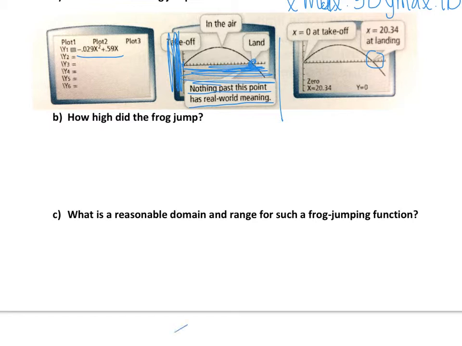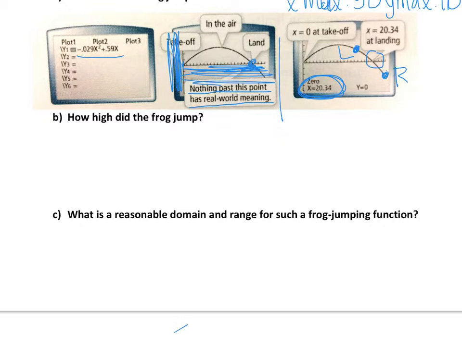So go second, calculate, option 2, 0. And then remember on the curve, this is your left bound. So I'm going to put an L. This is your right bound. Drop your pins down and guess. And it's going to give you 20.34.